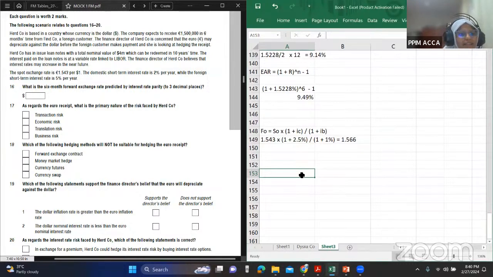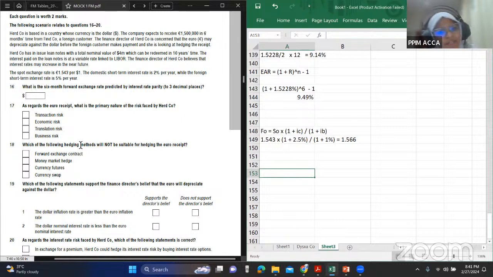Then the next question is saying, as regards the euro receipt, this 1.5 million euros, what is the primary nature of the risk faced by Herd Company? So what is the risk? In 6 months' time, we are going to receive the 1.5 million euros. We are scared that the euro will depreciate against the dollar. Okay, so that is the problem. So this is actually a transaction risk. So that will be A.